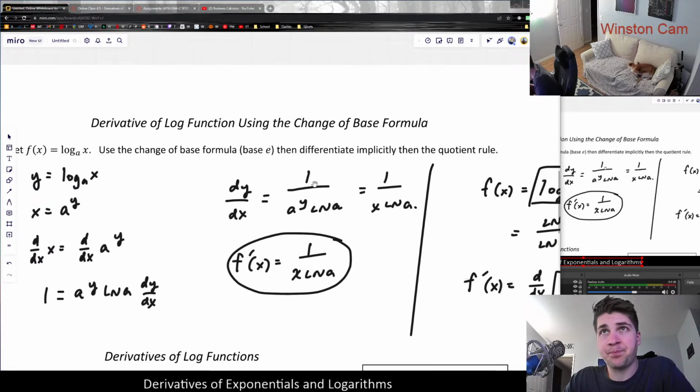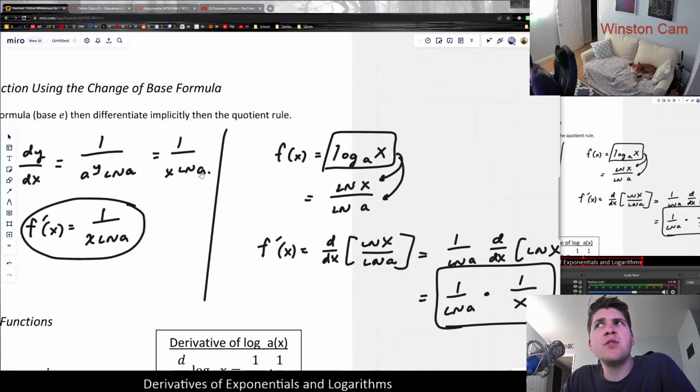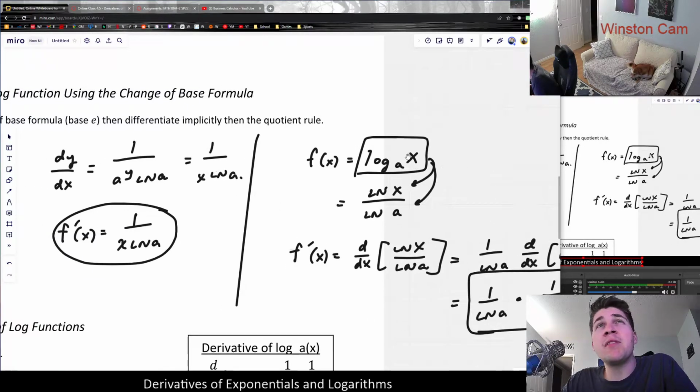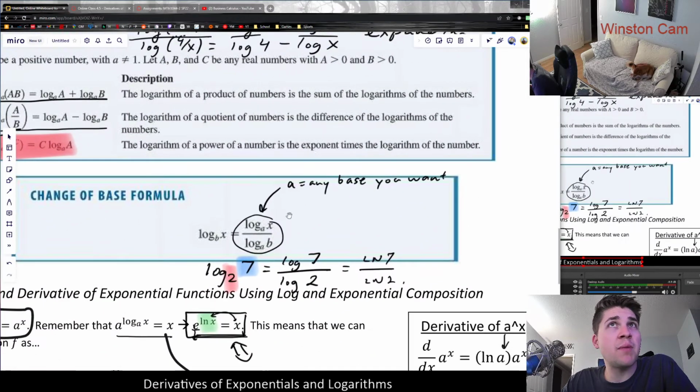Now, another way of doing this, and this is actually a much simpler way of figuring out the derivative, is instead of using implicit differentiation, we could instead just use the change of base formula for a logarithm. And we talked about this briefly at the end of class Monday. But remember that a log of any base can always be written using any other base by using what's called the change of base formula.